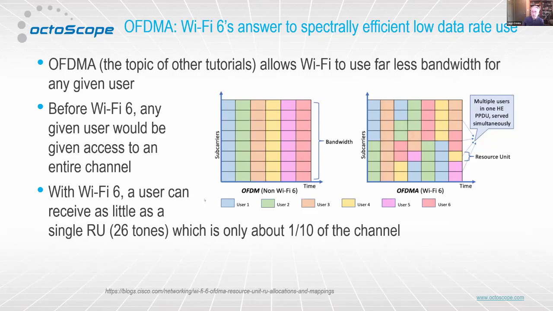So just as a rough idea of understanding how much more efficient it can be, one of those 20 megahertz channels we talked about before, where previously you had to get the whole thing, can be broken up into about 1/10 that size. So instead of a 20 megahertz channel, you're talking about more like a 2 megahertz channel or so. It's really 1/9, but about that order.